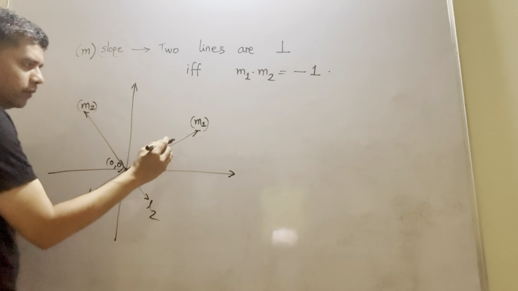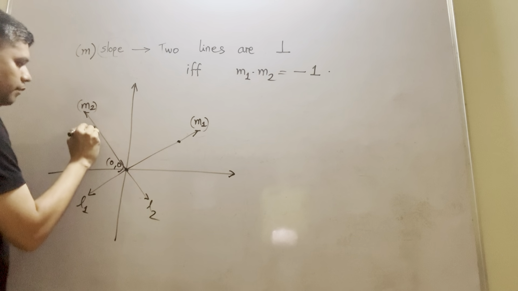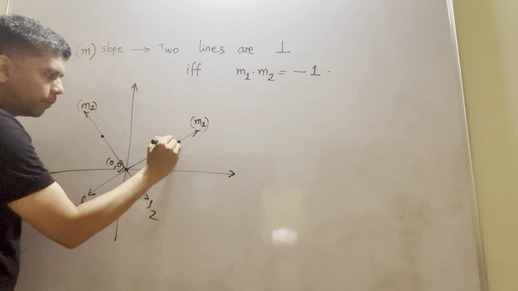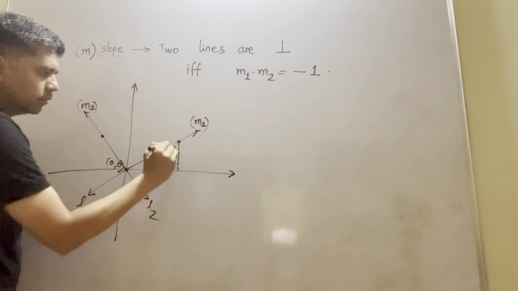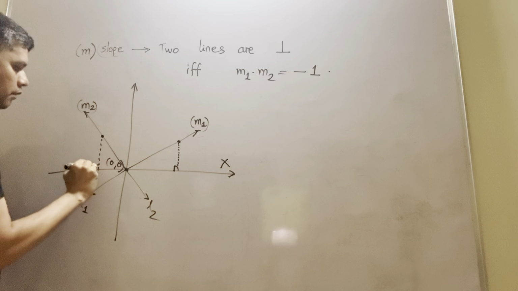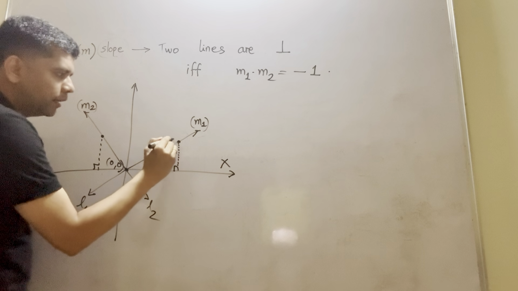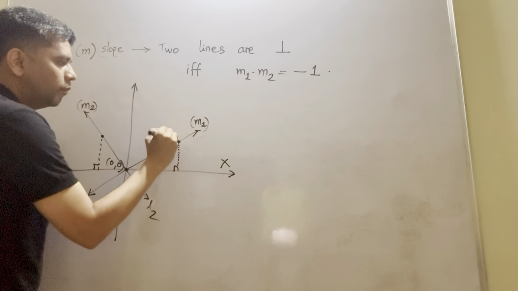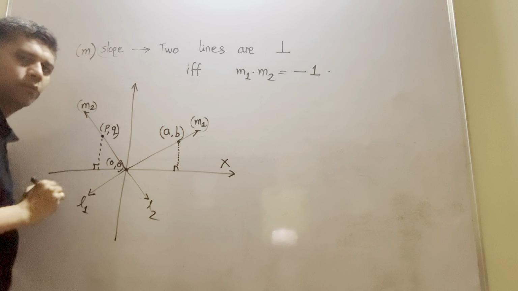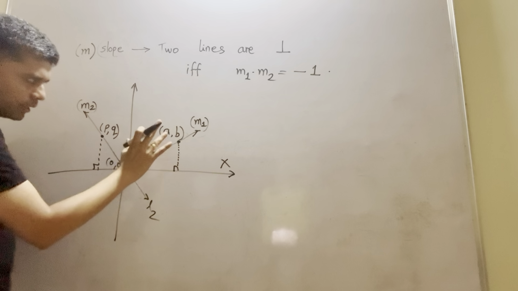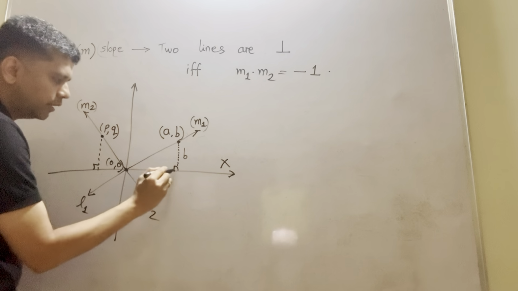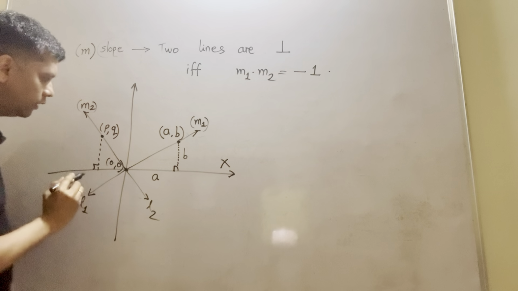So pick any point here and pick any point here. What you can do is drop a perpendicular from this point on the x-axis, and the same thing you can do here, right? Let this point have the coordinates a comma b. Let this point have the coordinates p comma q. Now, using the basic definition of coordinates, you know that this distance is b because this is the y coordinate, and this is a because this is the x coordinate.